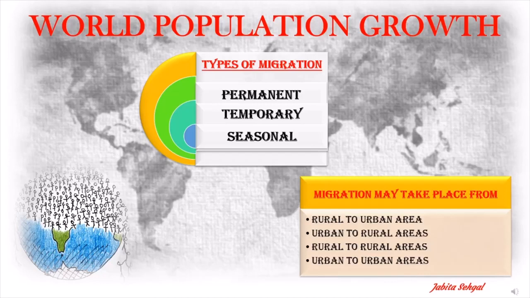Next, we have migration patterns. We have four types of migration patterns: rural to urban migration, urban to rural migration, rural to rural migration, and urban to urban migration.